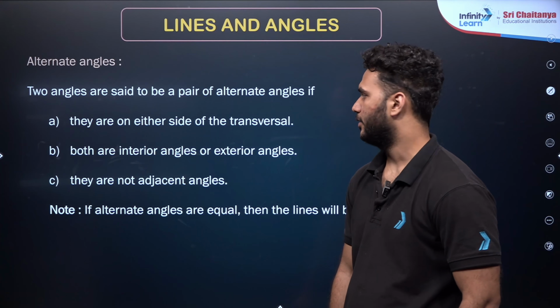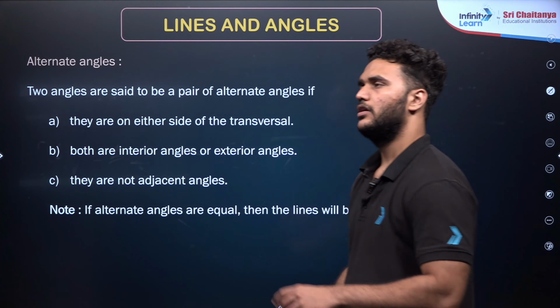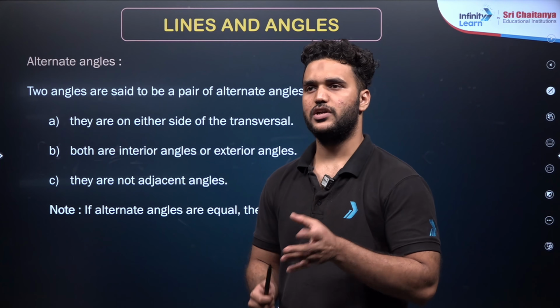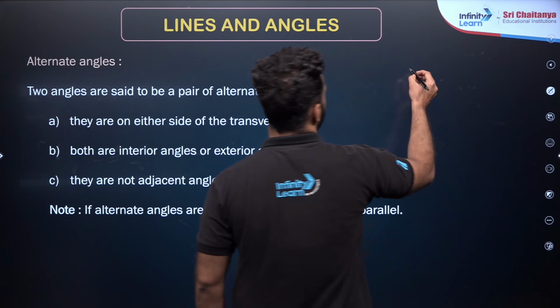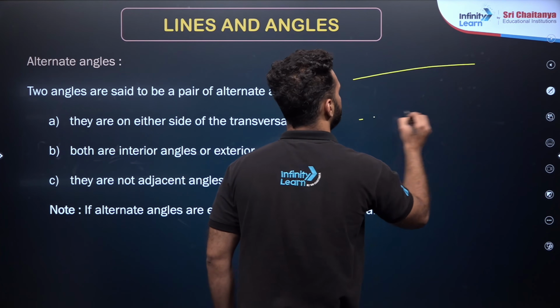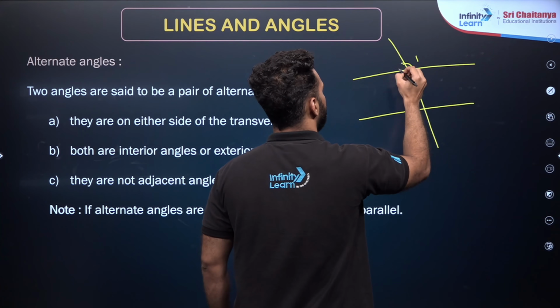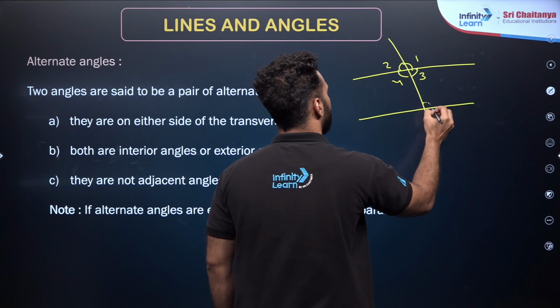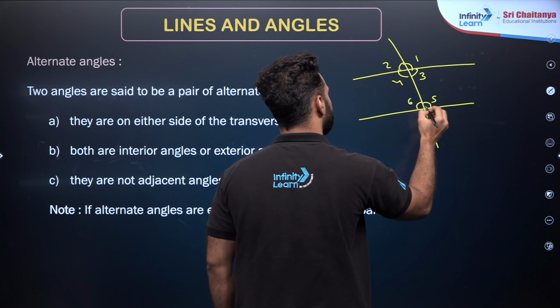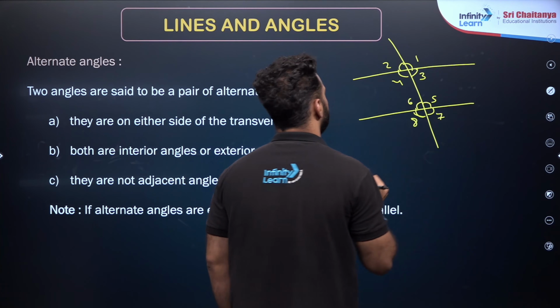Yeah. Okay. Now let's talk about alternate angles. Alternate angles have the same position but on the different side of the line. For example, I have these two lines and I make a transversal. Here I have angle 1, here angle 2, here angle 3, here angle 4, here angle 5, here 6, 7 and 8.